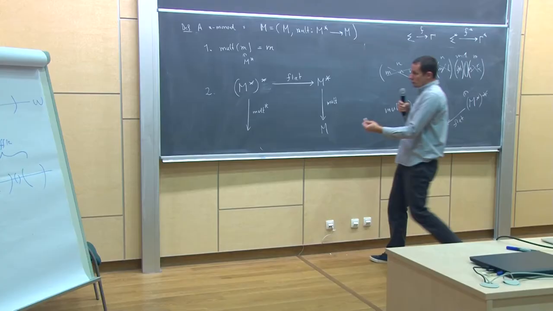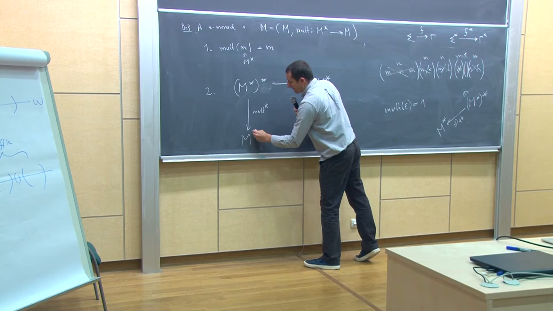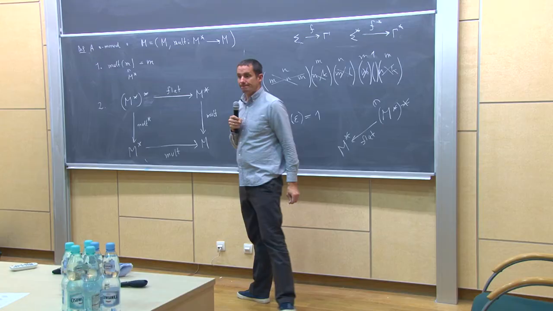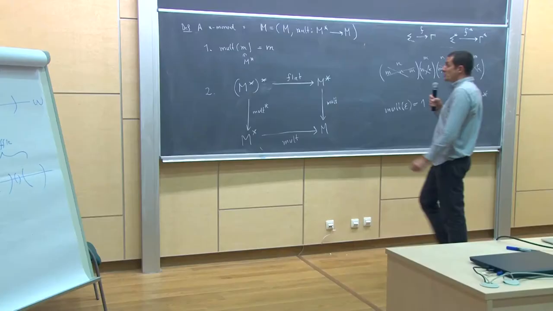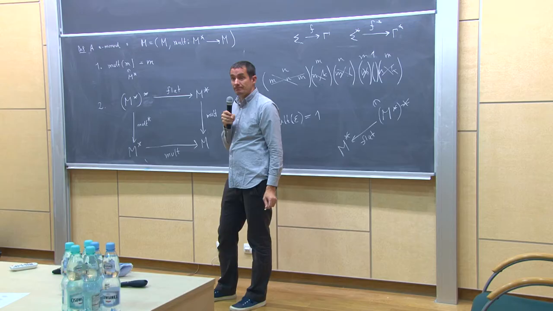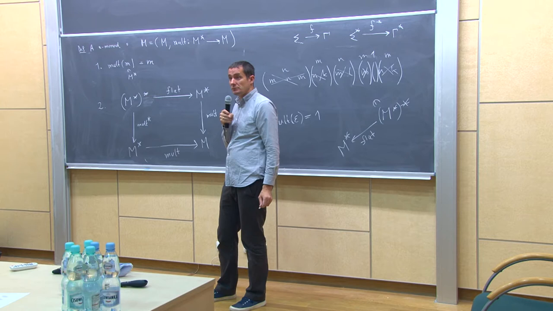And so what you could do is you could do this, and then apply multiplication again. So that's an alternative definition of a monoid. And what it implies is associativity, because it says there's many different ways to decompose a chain, but they all give the same value. Okay? This is a super important diagram.